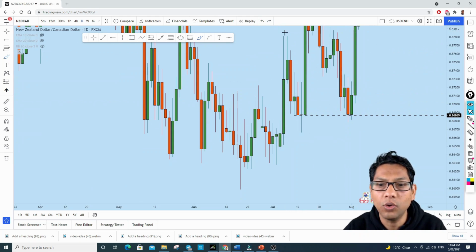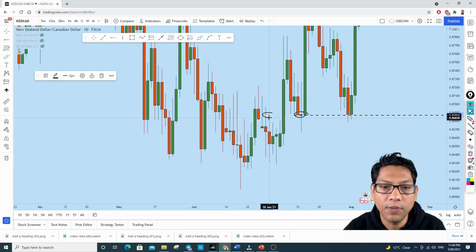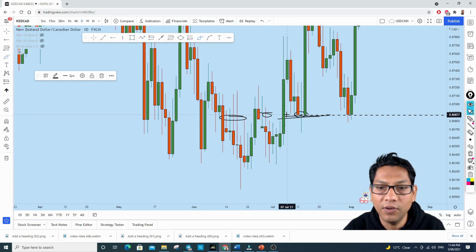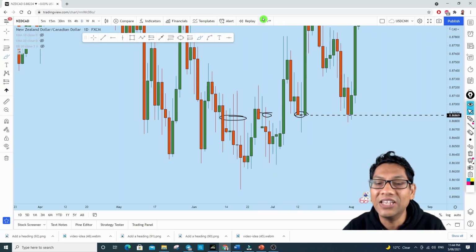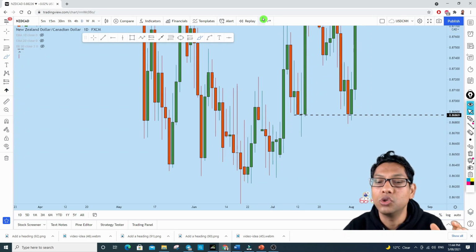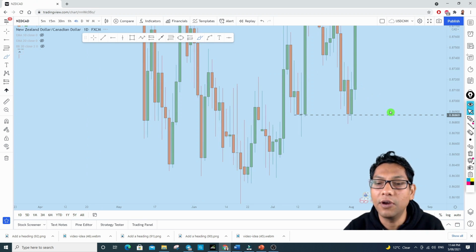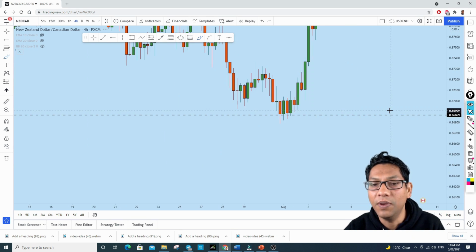So on the daily, what we see is that it is on a support. See, there is a support here and also support here. So this level is basically a strong level of support, and this double bottom formed on a strong level of support. So the first criteria is fulfilled, that this double bottom is on a level of support.